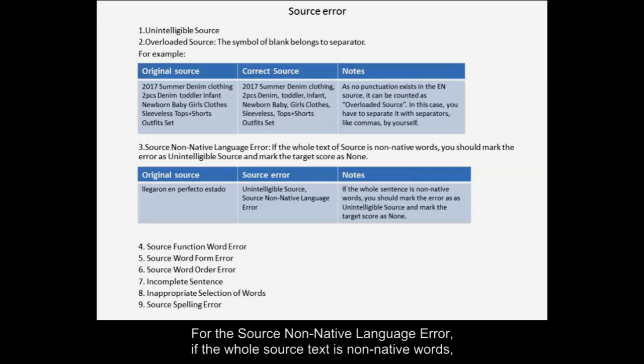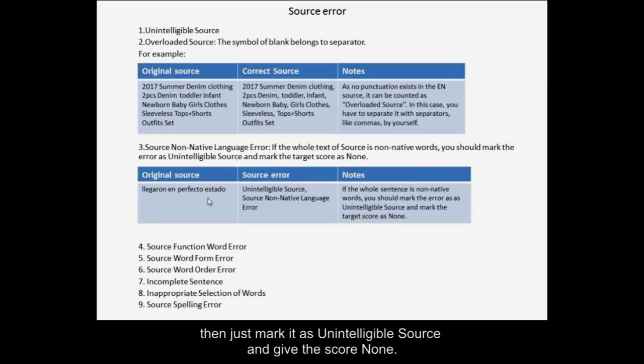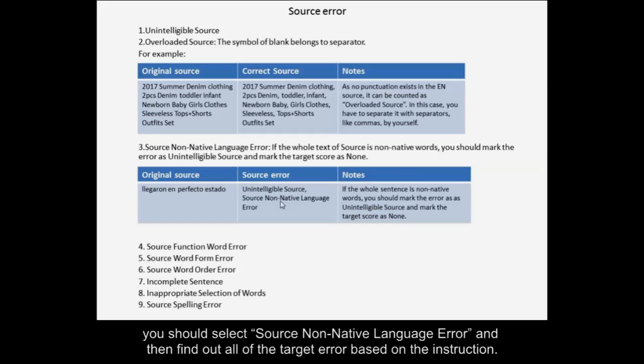During evaluation, you have to separate it with commas by yourself to evaluate the target better. For the source non-native language error, if the whole source text is non-native words, then mark it as unintelligible source and give the score none. But if there are only some of non-native words, you should select source non-native language error and then find out all of the target error based on the instruction.